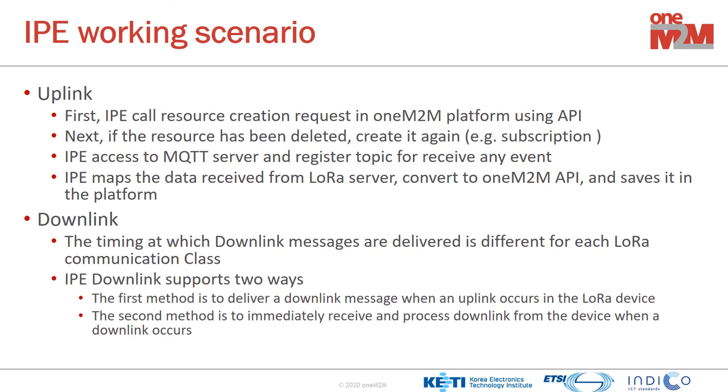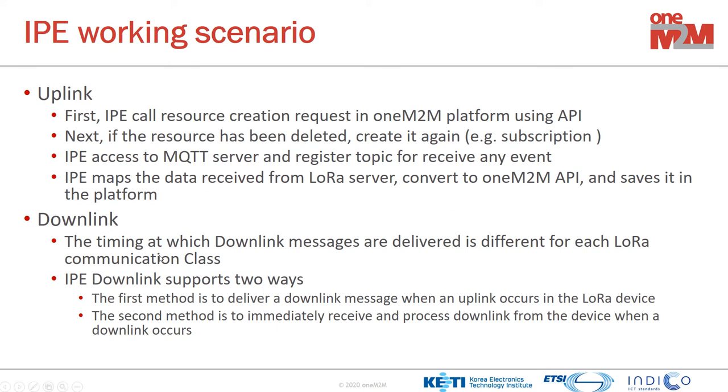I think we already covered this by the figure before with the resource tree or the system configuration. So for the uplink, we create some basic resources like the containers and so on. And the IPE is communicating with the LoRaWAN server over MQTT. So it should register to the events or the topics that are conventionally defined by the LoRaWAN server, especially in this case, The Things Stack. And it will get some data from the LoRaWAN server, convert the data, and send it to the individual LoRa device container, especially the uplink subcontainers, in the oneM2M platform.